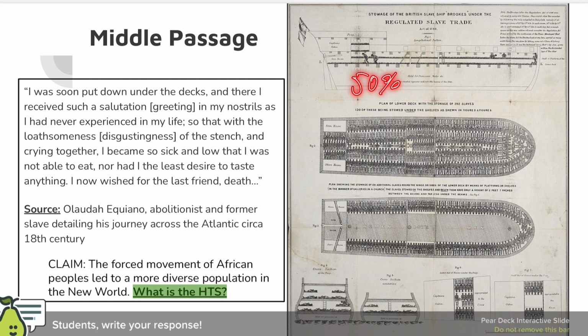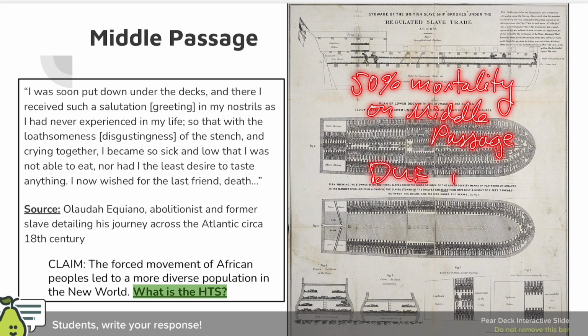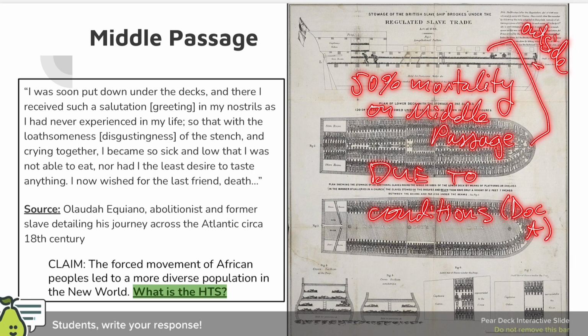And we also know from outside SFI that approximately 50%, or up to 50%, of the people that were forced to go on this trek died before even reaching the New World. So extremely high mortality rate due to these conditions. I mean, just look at how close together everyone is and how crowded it is. That's going to lead to increased spread of disease. It's going to lead to unsanitary conditions that can impact health. And so that's going to be very inhumane.